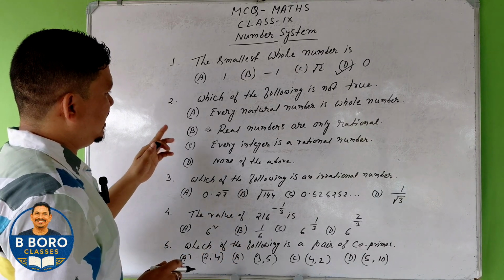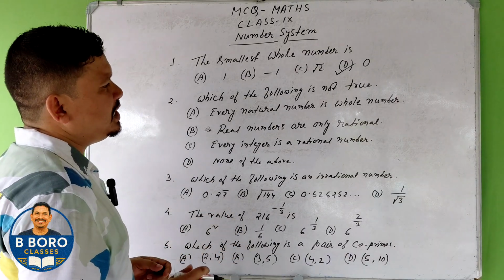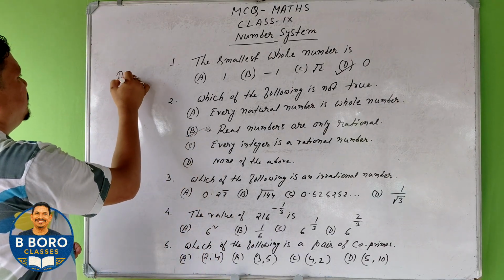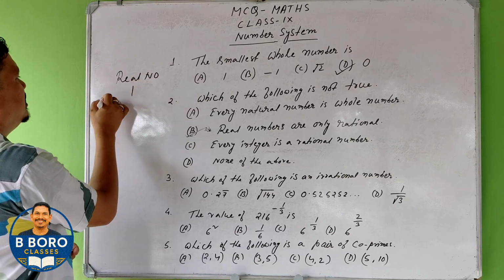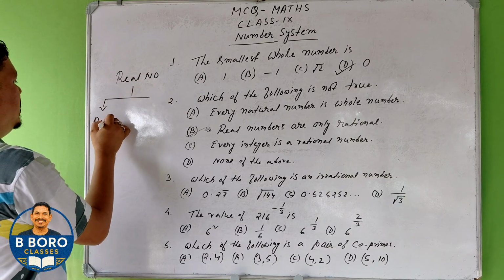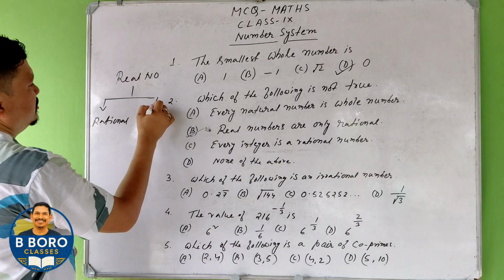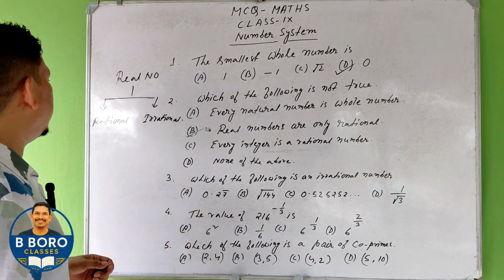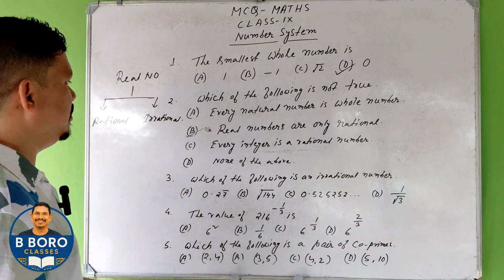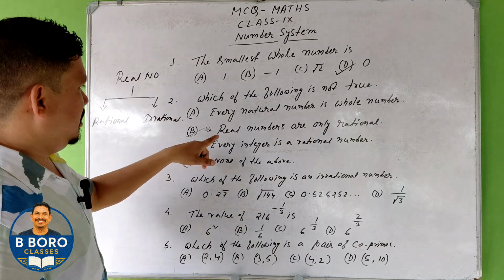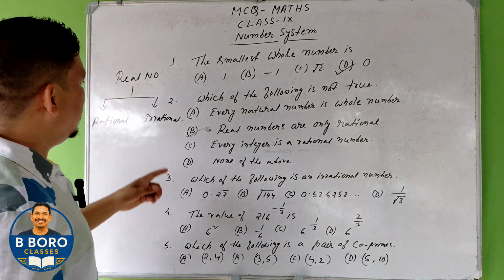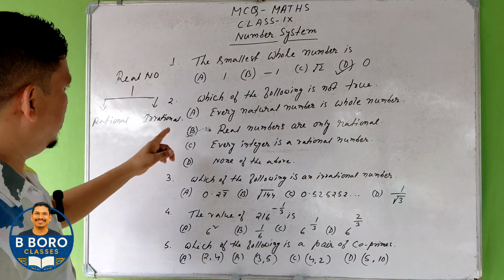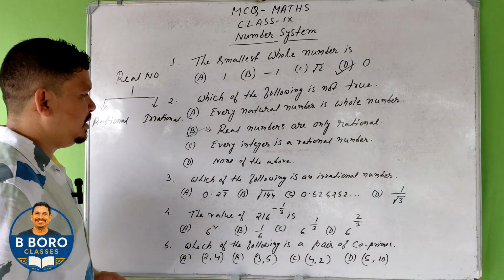We have the last option, option B: real numbers are only rational numbers. So this statement is false, because real numbers can be classified into two types: one is rational and another is irrational. So a real number sometimes may be a rational number, sometimes it may be an irrational number. So real numbers are not only rational; sometimes they may be irrational. That is why it is the false statement. So for question number 2, the correct option is option B.